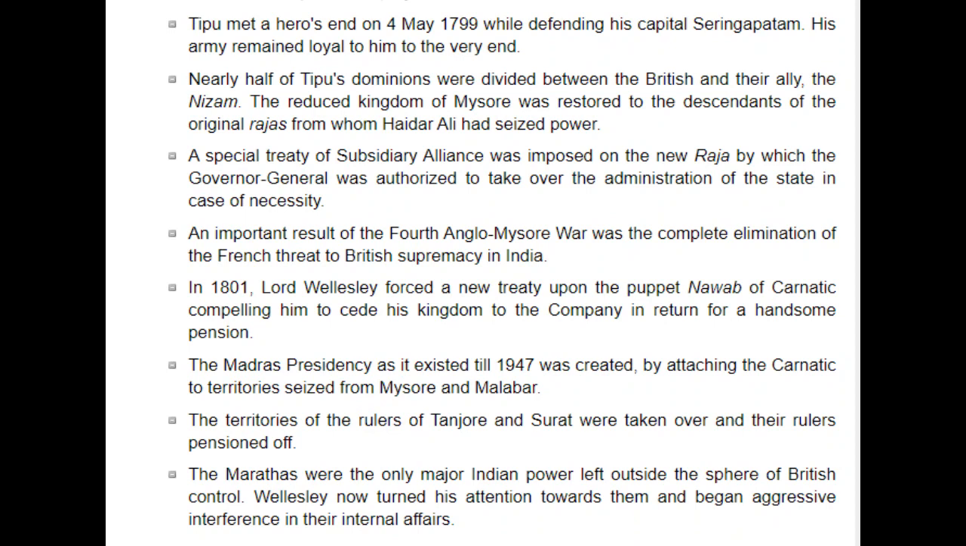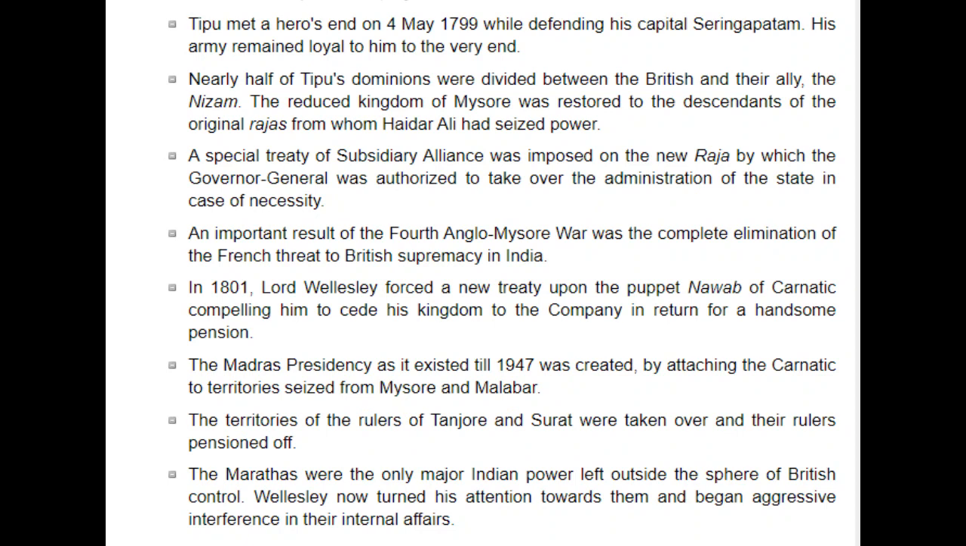Well, an important result of the 4th Anglo-Mysore War was the complete elimination of the French. It means there was no threat to the British supremacy in India. The British were now not afraid of the French anymore. Although Tipu Sultan tried to bring the French back into the country, he failed.